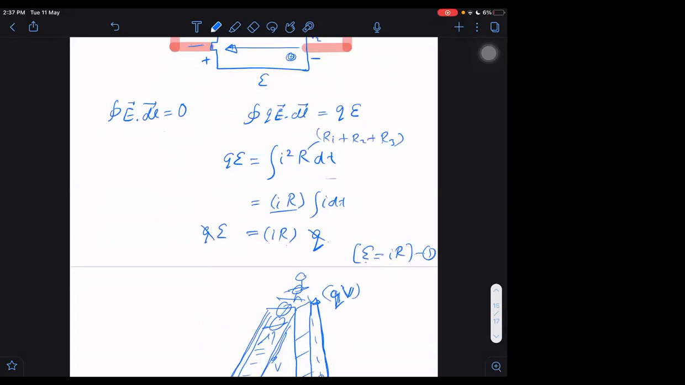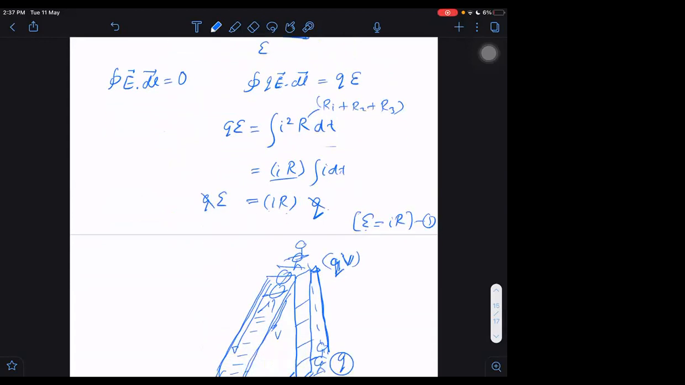Then this would have become I into R1 plus R2 plus R3. But finally, this is nothing but the equation of KCL. So it is kind of conservation of energy, we can say, although sometimes it looks like a wrong statement because energy is not conserved, energy is being dissipated in the form of heat.